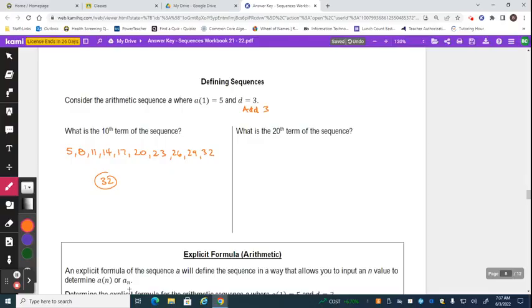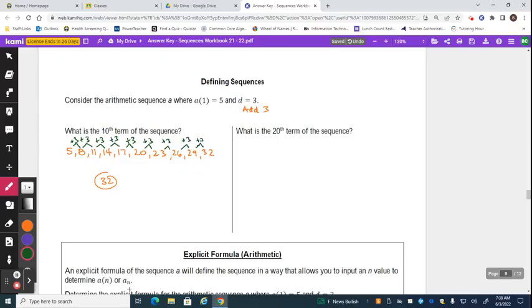If we think about how we can get there in a more streamlined way, what we're doing over and over again is we're adding 3. All right, so we're adding 3. Now the question is, how many times did we add 3 to the original 5 to get to the 10th term? We added 3 once, twice, 3, 4, 5, 6, 7, 8, 9 times.